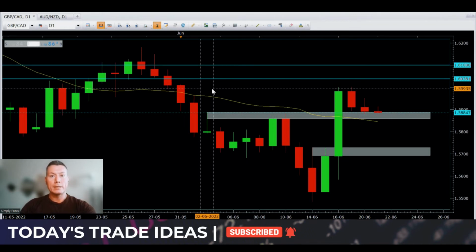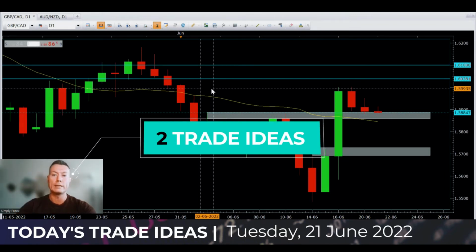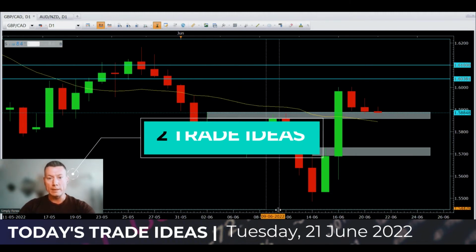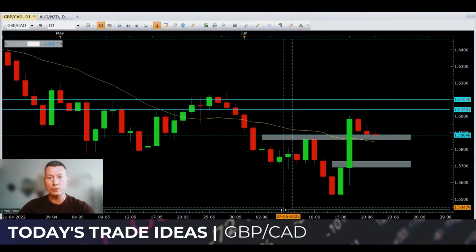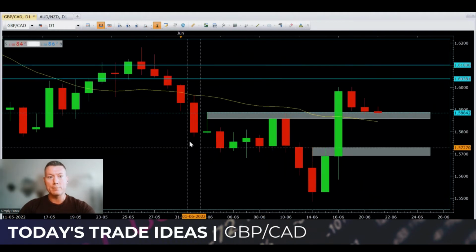All right. So trades for Tuesday, the 21st of June. We've got 2 trades for today. The first one is this. This is the pound against the Canadian dollar, and we are looking to buy this market.